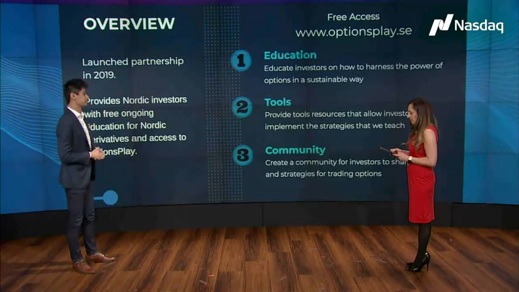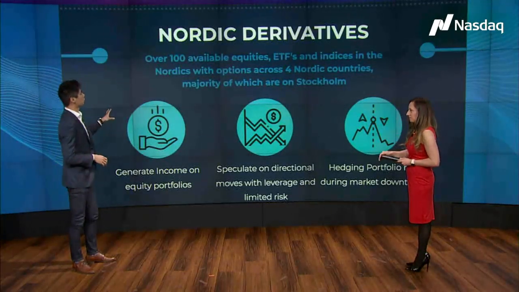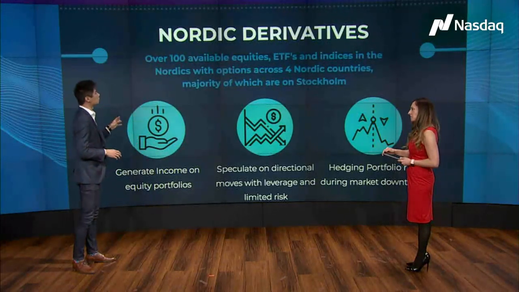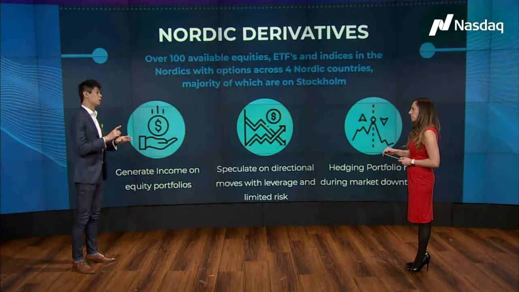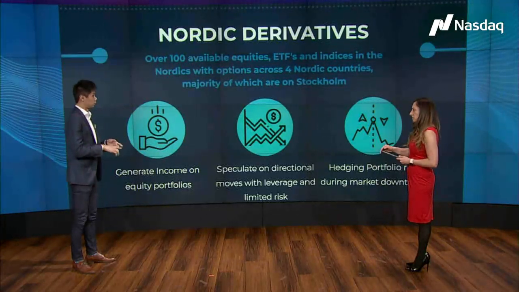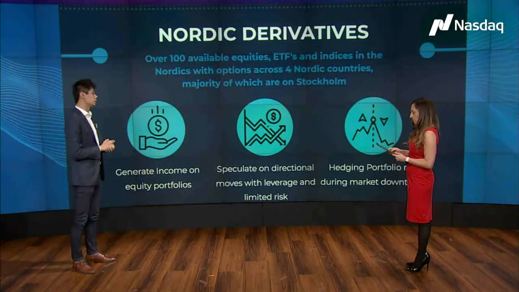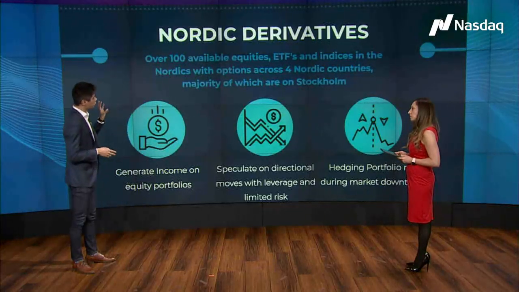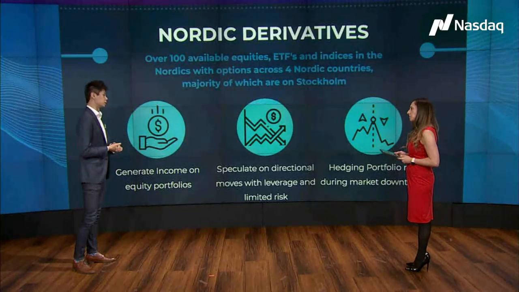All right, let's move along to our next slide here and learn a little bit more about the Nordic derivative market. Yeah, so first and foremost, I want to say that in the Nordics, it's actually quite expansive. There are over 100 listed options that you can trade that span 4 countries. You have Sweden, Denmark, Norway, and Finland that you can trade listed options on. Predominantly, they're going to be in equities, but there are also ETF and index options that you can trade. And this is currently predominantly going to be in the Swedish markets that you can trade these listed options for.